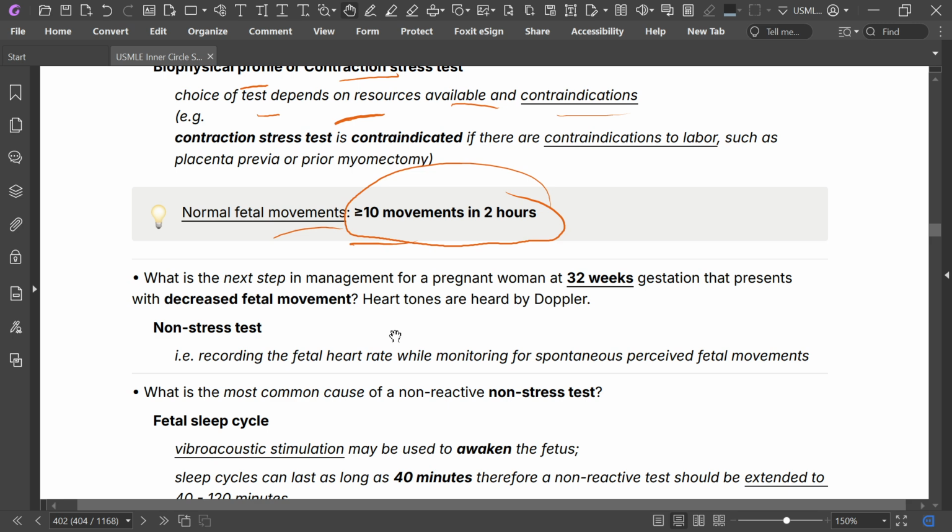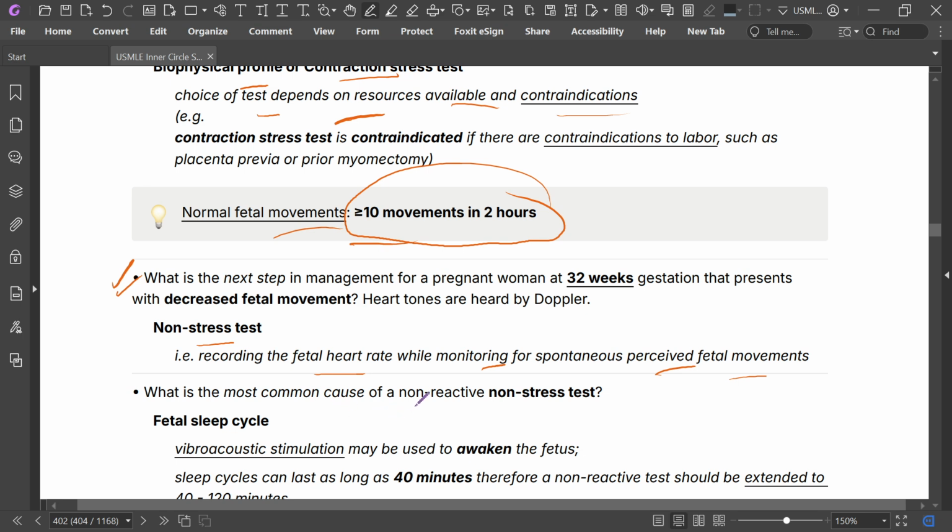What is the next step in the management for a pregnant woman at 32 weeks of gestation that presents with decreased fetal movement? Heart tones are heard by Doppler. A non-stress test should be done. It is a recording of the fetal heart rate while monitoring for spontaneous perceived fetal movement.